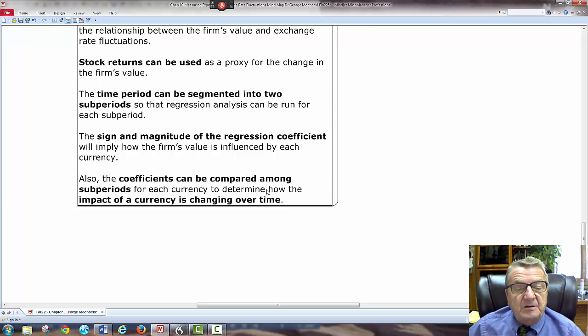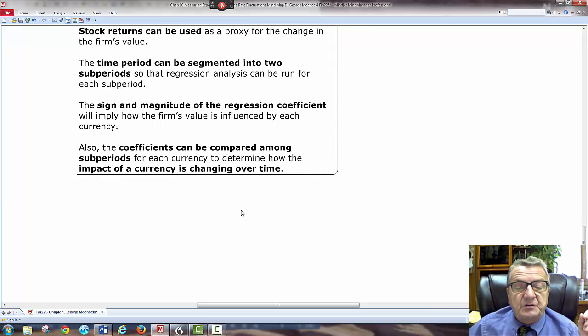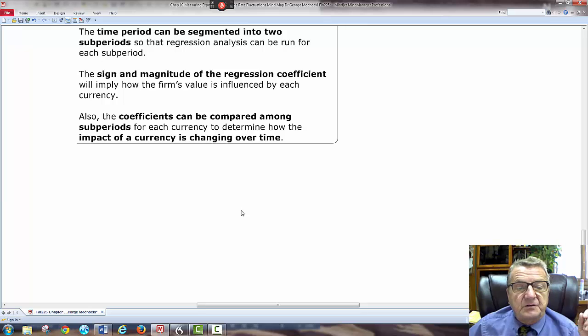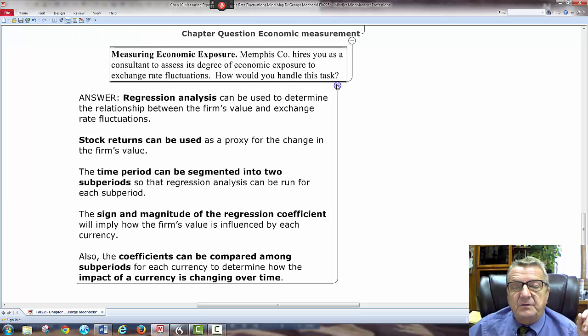Also, coefficients can be compared among the sub-periods. Always look at the different periods for each currency to determine how the impact of the currency is changing over time. Okay, so you've got your answer.